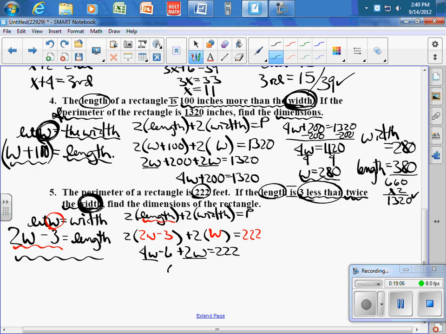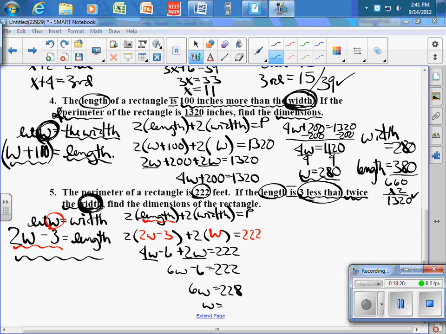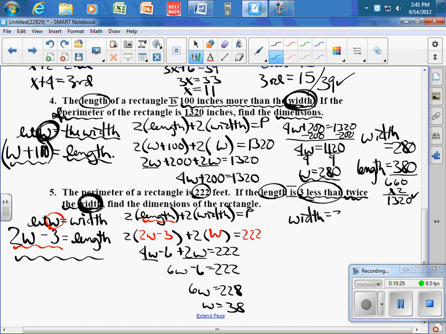4W plus 2W is 6W minus 6 equals 222. Adding 6 to both sides, I get 6W is 228. And when I divide both sides by 6, I get W is equal to 38. So W being 38, that must be the width, because I said from the beginning that W stood for the width.